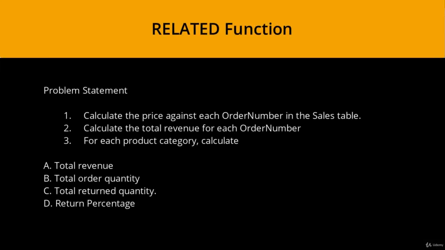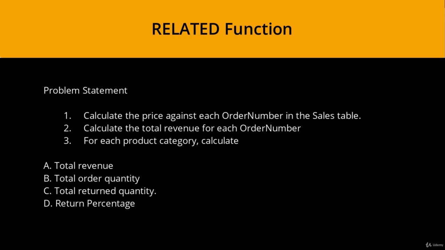Problem statement. 1. Calculate the price against each order number in the sales table. 2. Calculate the total revenue for each order number. 3. For each subcategory, calculate the total revenue, total quantity, total returned quantity, and return percentage.